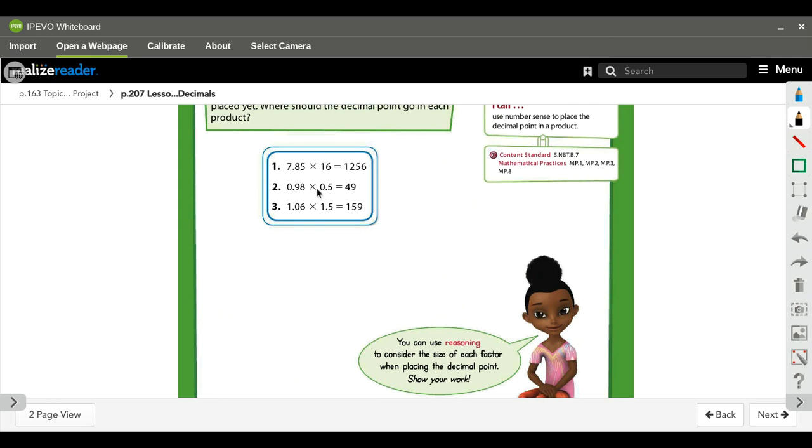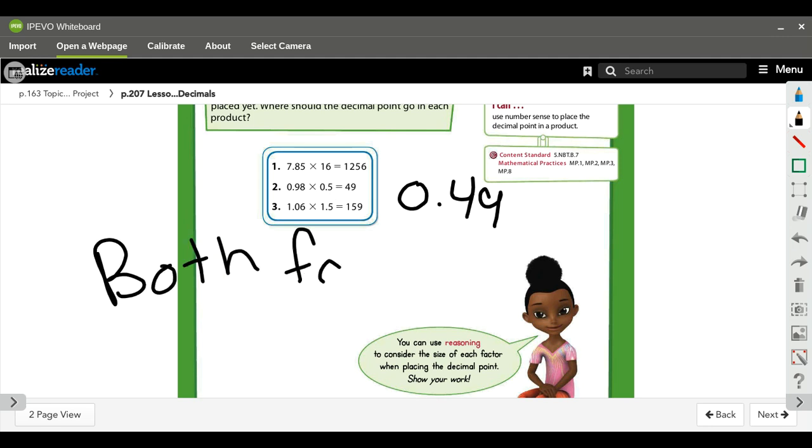98 hundredths was less than 1, 5 tenths was less than 1, and I said the best place to put the decimal is going to be in front of the 4 and the 9. So the generalization that we can make is that when both factors are less than 1, my product is going to be less than 1.